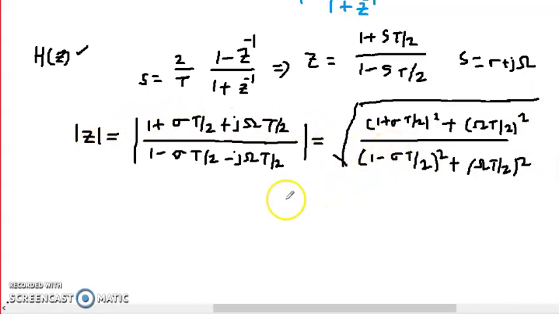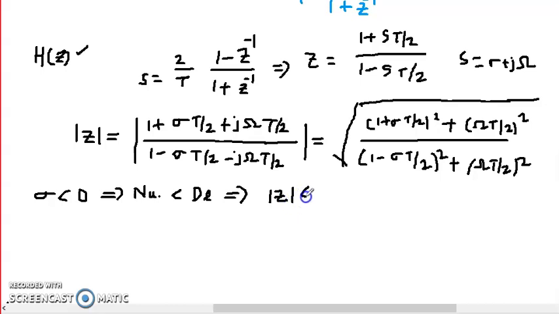Now if we examine this, when sigma is less than 0, this implies the numerator is less than the denominator. If sigma is less than 0, the numerator will be less and the denominator will be high. So what will this lead to? This leads to mod of z being less than 1. Agree?